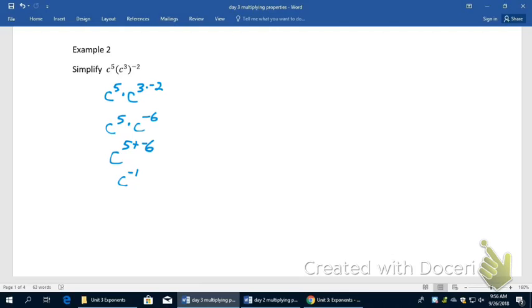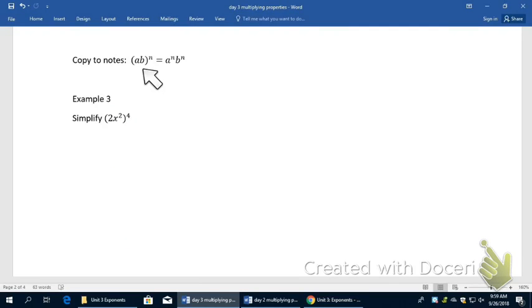So the next thing we have to do is move it to the denominator. So it's going to be 1 over c to the first power as a final answer. You don't have to write the first power when you move it to the denominator. It's implied that it's there. And that's my final answer.